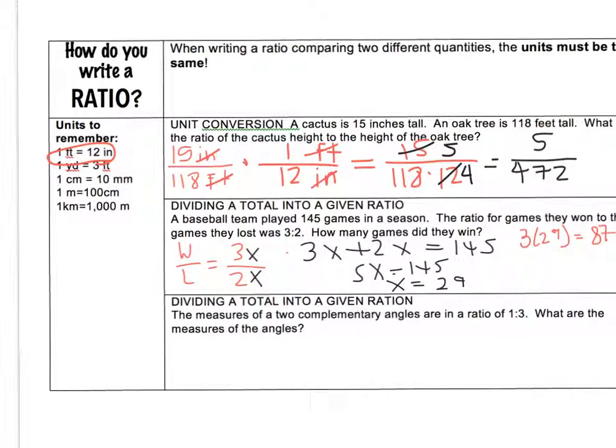So let's just do 2 times 29, and 2 times 29 is 58. If we put these two together and add up 87 and 58, we should have the total number of games, which we do, because 8 plus 7 is 15, and 8 and 1 is 9 plus 5 is 14, so that gives us 145 games.